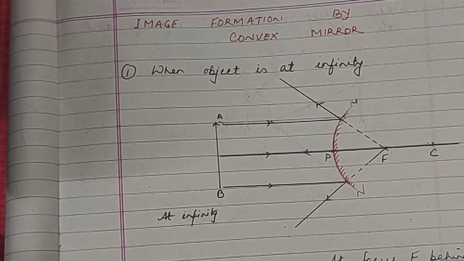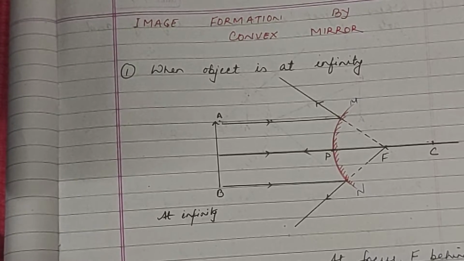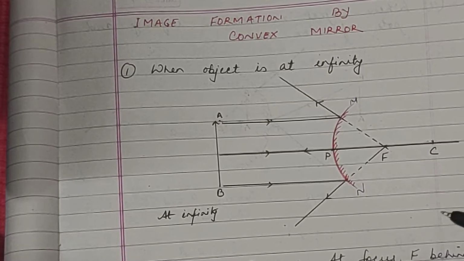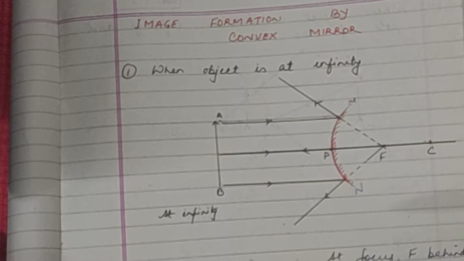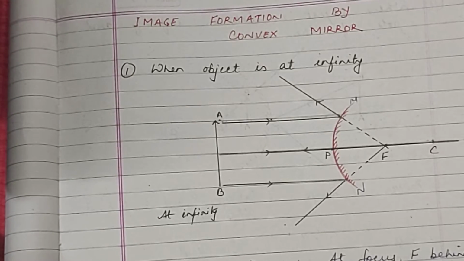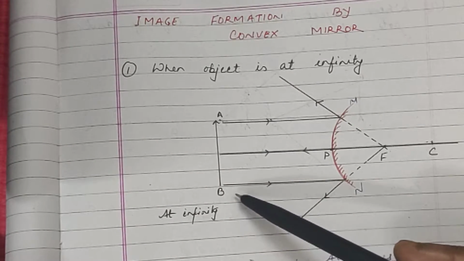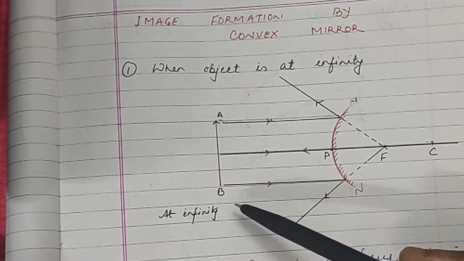Good morning, students. Now we will be learning about image formation by a convex mirror. In this case, we will be learning the image formation, or the ray diagram, of a convex mirror in two situations. The first is when the object is at infinity. So let AB be the object, placed at infinity.